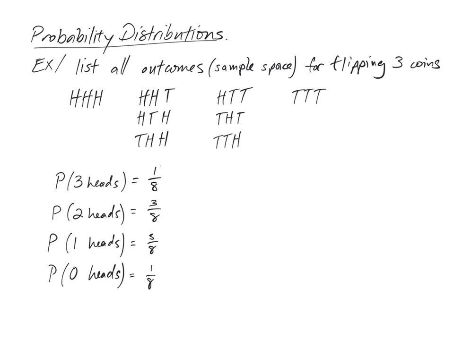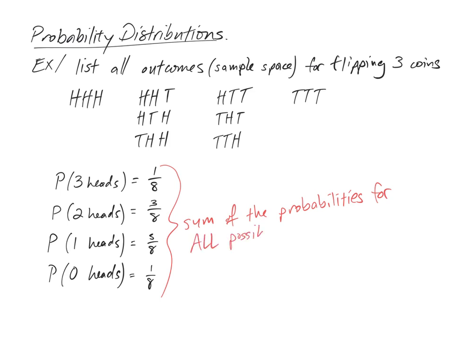The sum of the probabilities for all possible events is 1. So if you added all of these together, 1/8 plus 3/8 plus 3/8 plus 1/8 equals, well, we've got 1 plus 3 plus 3 plus 1, that's 4 plus 4 is 8. That is 8/8, which reduces to 1.